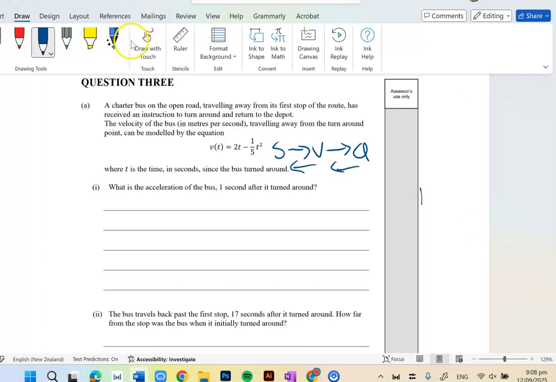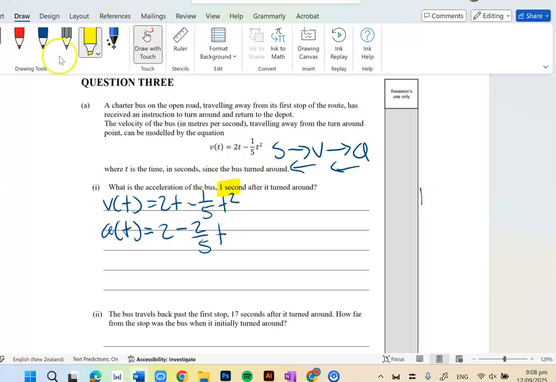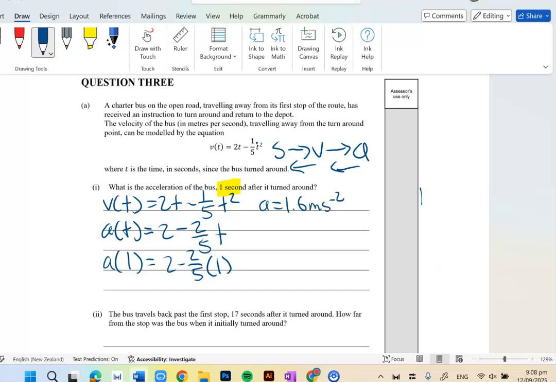Okay, so all I'm doing is taking this velocity equation and differentiating it. So I'll just write it out here. a of t is going to equal 2 minus 2/5 t. We're given the time of 1 second here, so when t is equal to 1, a equals 2 minus 2/5 times 1. So a is going to equal 1.6 meters per second squared.